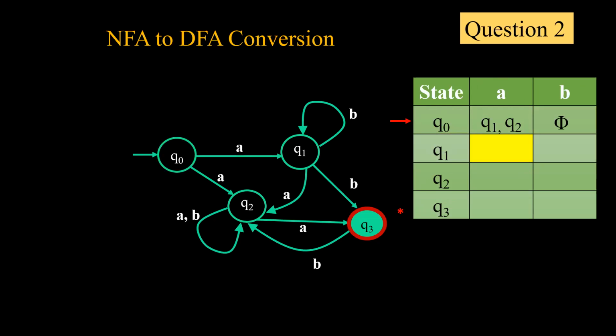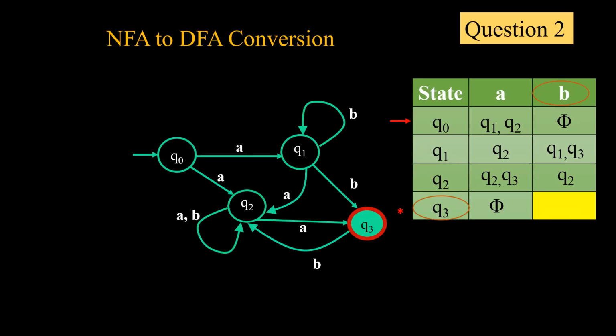Then we move to Q1 on A. Q1 on A moves to Q2. So we put Q2. Q1 on B gives us two states, one is Q1, another is Q3. So we put Q1, Q3. Next we have Q2 on A. Q2 on A gives us Q2 itself along with Q3. So we have a clubbed state Q2, Q3, and Q2 on B gives us only a self loop. So we have Q2. Next we move to Q3. Q3 on A gives us phi because we don't have any out move. And Q3 on B gives us Q2. So ultimately, we get the entire table corresponding to the initial NFA.